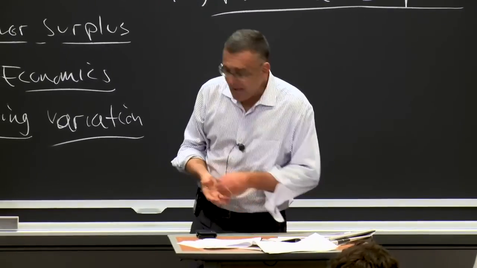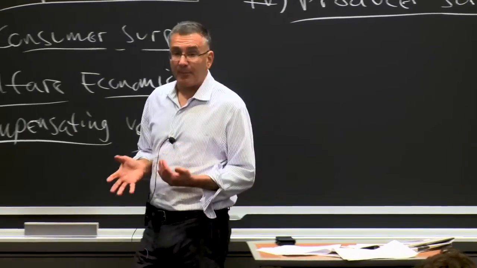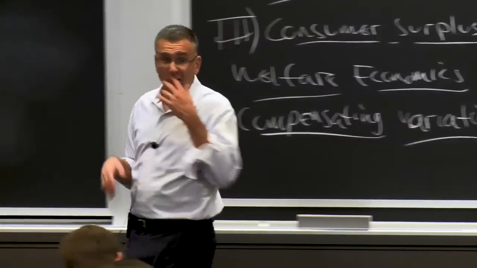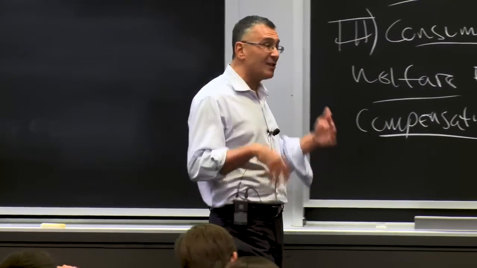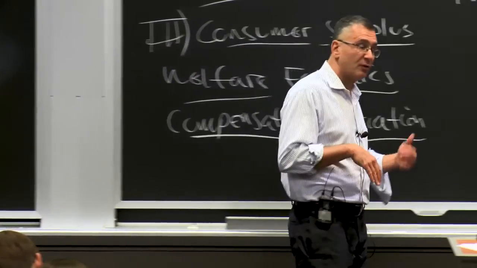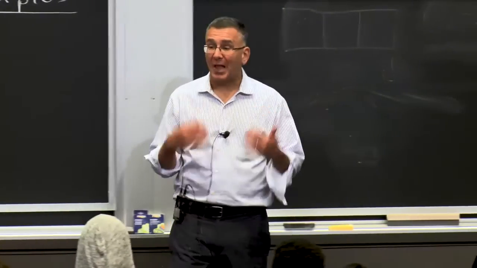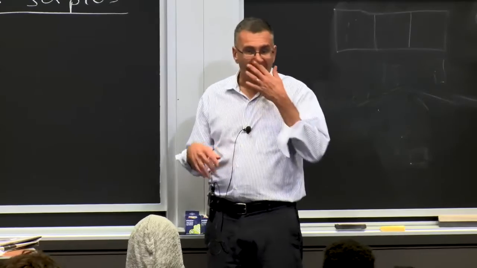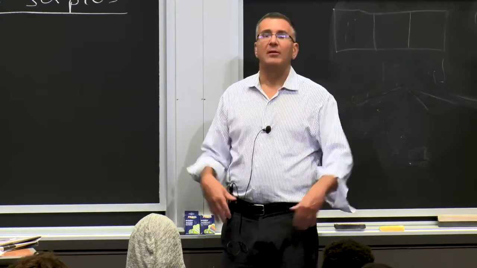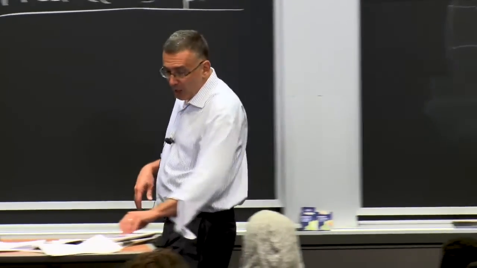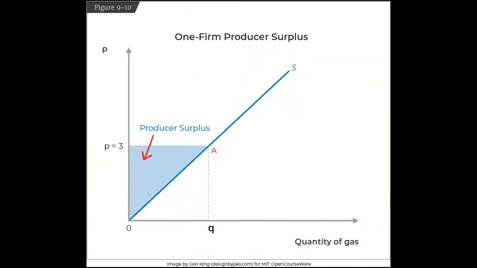Okay? Now, the idea here is the same. Consumer surplus was the difference between the willingness to pay for a good and its price. Producer surplus is the difference between the willingness to supply a good and its price. And how do we measure willingness to supply? The supply curve.